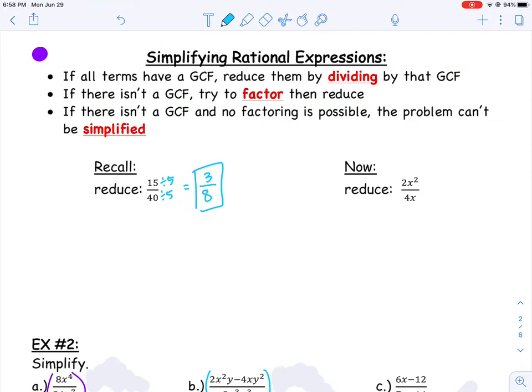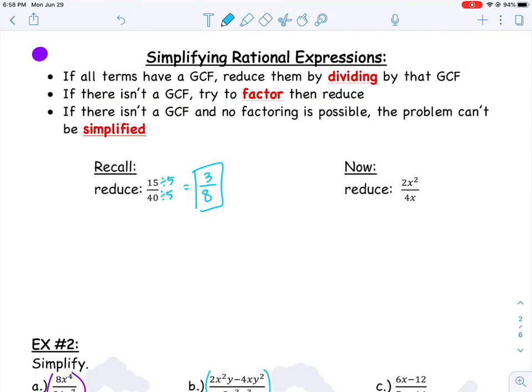We can do the same thing even if we have rational expressions, even if we have variables in the numerator and denominator. Let's try. Look at this next one. It says 2x squared over 4x. Let's look at our coefficients first. Is there a GCF of 2 and 4? And then let's look at our variables. Is there an x I can take out of both an x squared and an x?